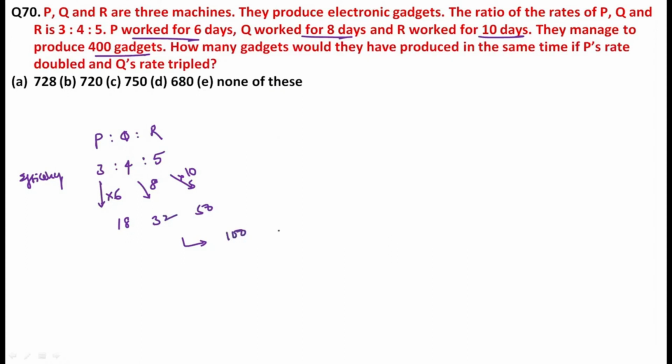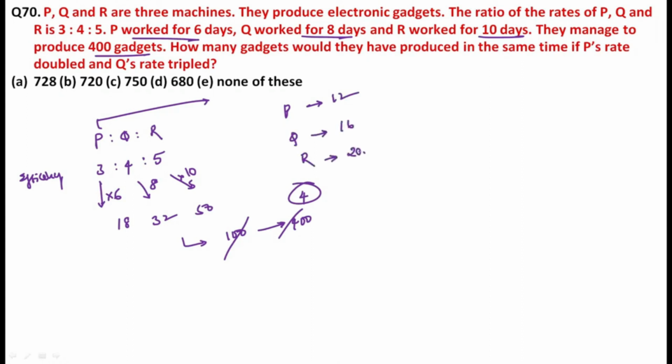Now 100 gadgets become 400. So each unit value becomes 4, guys. Now, P's efficiency is exactly equal to 12, Q's efficiency is exactly equal to 16, R's efficiency is exactly equal to 20. You should multiply with 4. Now you can get the answer.